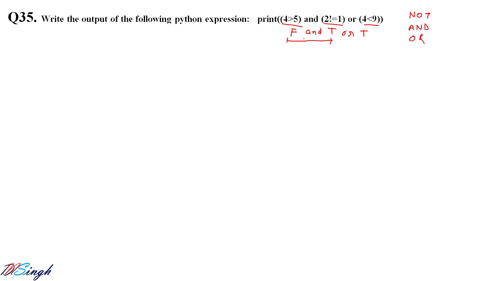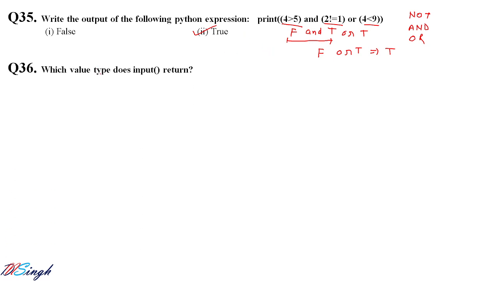For the AND operator, if both the inputs are true, then only the output is true, otherwise false. So here you get False. For the OR operator, if any one of the inputs is true, then you are going to get what? True output. So let us see the answer. True is the output.